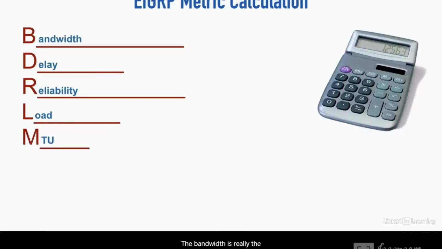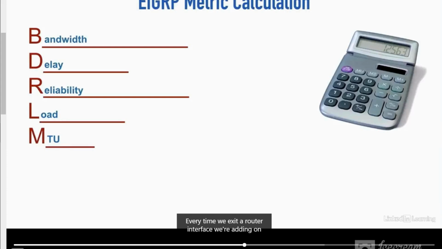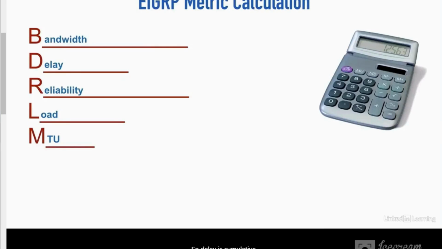The bandwidth is really the weakest link. As we're going through all these routers to get to our destination, whichever link is the slowest bandwidth, that's the value that we're going to be using for the bandwidth. In fact, the way we calculate bandwidth is we take 10 to the 7th power and we divide it by the link speed. That's the slowest link from point A to point B. The delay is cumulative. It's not the weakest link. Every time we exit a router interface, we're adding on a little bit of delay. So delay is cumulative. And we'll get more into this in the NARCI course if you join us for that one.